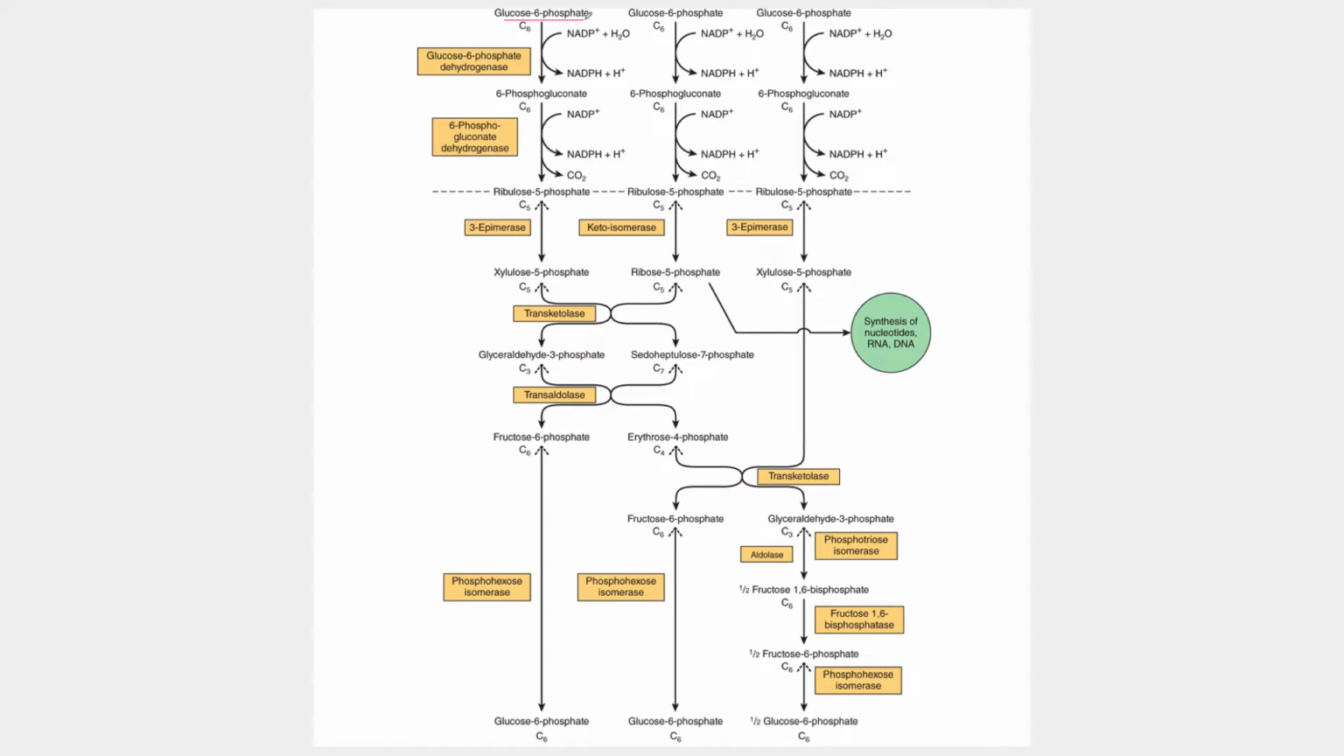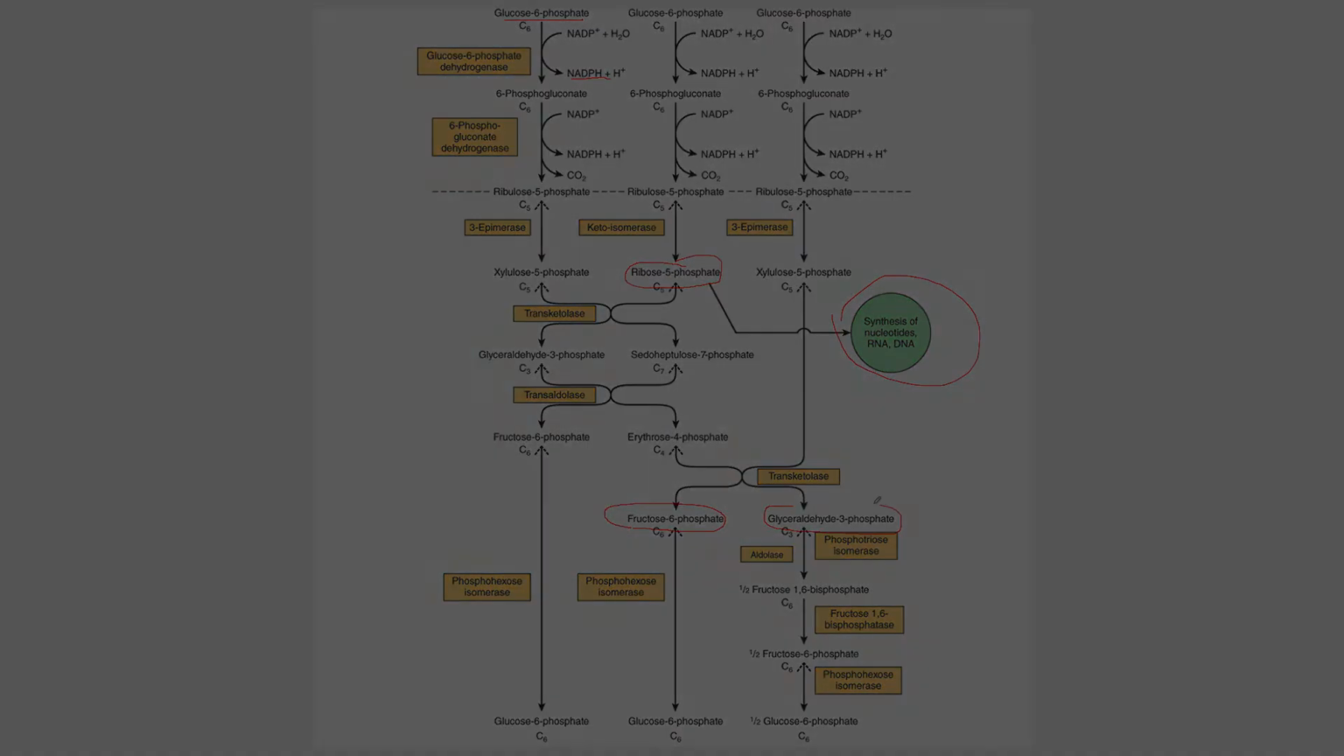So the key features of this pathway are illustrated here. This pathway is important for the production of NADPH. Second, it also produces ribose 5-phosphate, which is our 5-carbon sugar used for DNA and nucleotide synthesis. And finally, you can see here that the intermediates of the pentose phosphate pathway can be regenerated back into glycolytic intermediates. And those intermediates will be fructose 6-phosphate or glyceraldehyde 3-phosphate.